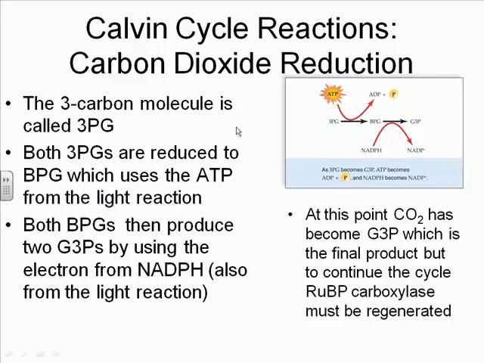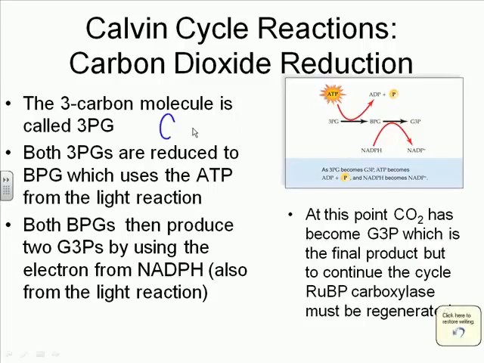So here's the ATP from the light reaction. Here's the chaperoned electron from the light reaction. The ATP does the first change for us, and the chaperoned electron makes the second change for us. So at this point, we have turned carbon dioxide into G3P.